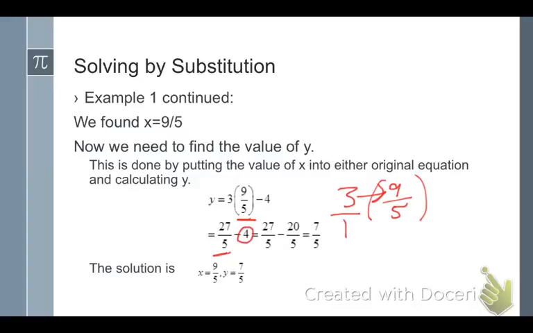When I subtract 4 from something in fifths, I have to write that 4 as if it's fifths, and 20 divided by 5 is indeed 4. So then now I have a common denominator of 5, and I subtract the top. So when you add or subtract fractions, you have to have a common denominator. When you multiply or divide, you do not. Multiplication and division is actually easier. So I get y is 7/5. And if I put these into the other equation, I will see that I also get a true statement.